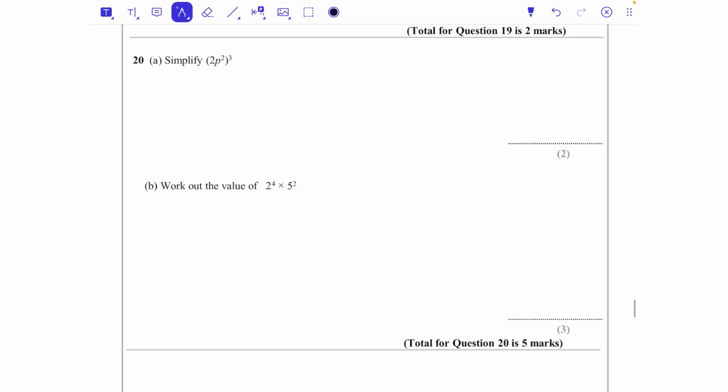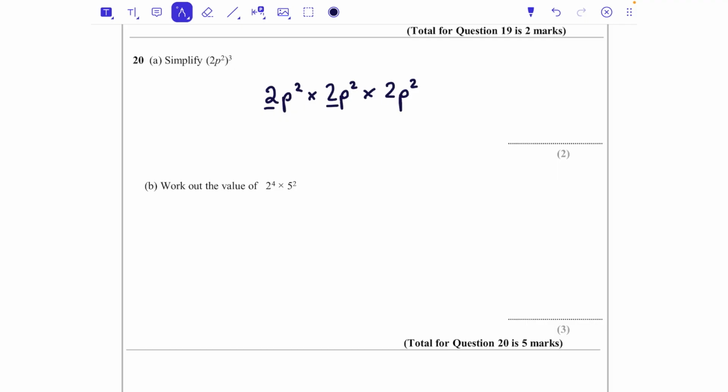Question number 20, and we're simplifying 2p squared, cubed. So to do this, everything in the bracket needs to be cubed. So we're timesing it by itself and then by that value again. So everything in the bracket is timesing by itself and then by itself again.